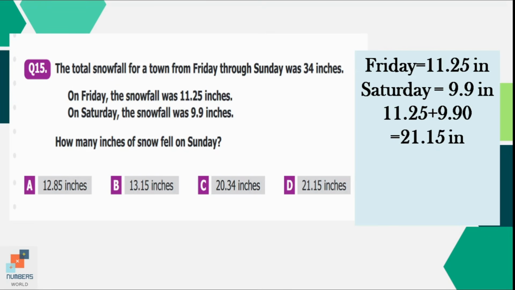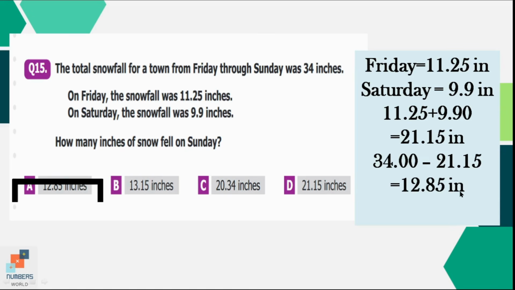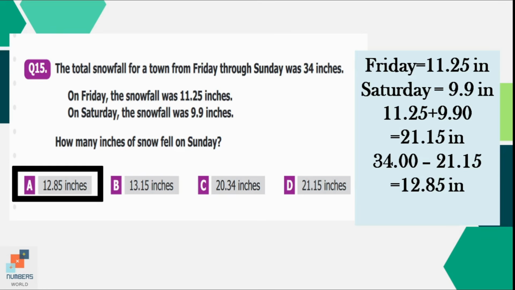To find out the total amount of snow fell on Sunday, we will subtract the number out of the total, which is 34. That can be written as 34.00 because there is always a decimal at the end of a whole number, and after putting the decimal we can add number of zeros according to our need. So there are 2 digits after the decimal, so we can add 2 zeros after the decimal with 34. So here, after subtracting it, we get 12.85 inches. So the snow fell on Sunday is 12.85 inches.